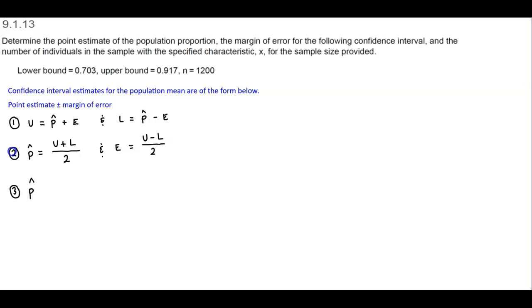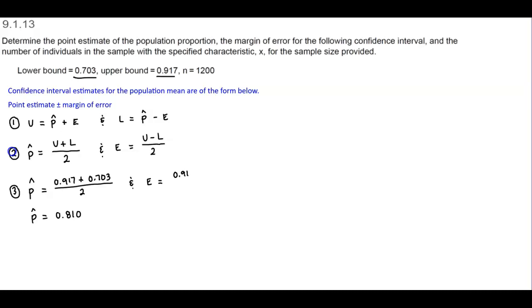So the point estimate is going to be the upper bound, which is 0.917, plus the lower bound, which is 0.703, and then we're going to divide that by 2. Therefore the point estimate is going to be 0.810.